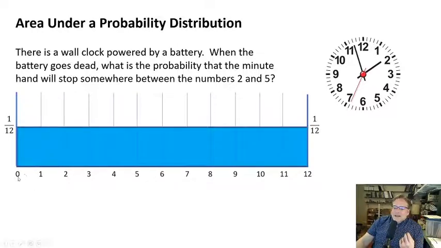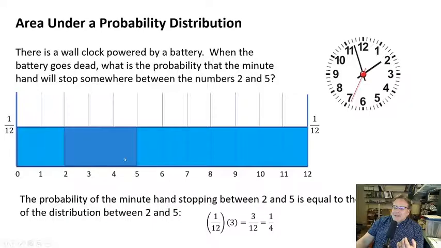If we take a look at that here, this is noon, this is 1, 2, 3, 4, 5, all the way up to midnight, or from midnight to noon, depending on how you look at it. There's a 1/12 probability chance of the minute hand stopping somewhere between 1 and 2. And again, a 1/12 chance that it's going to stop somewhere between 2 and 3, and a 1/12 chance between 3 and 4, and so on and so forth. So what is the probability that it's going to stop somewhere between 2 and 5? Well, that's this section right in here, isn't it?